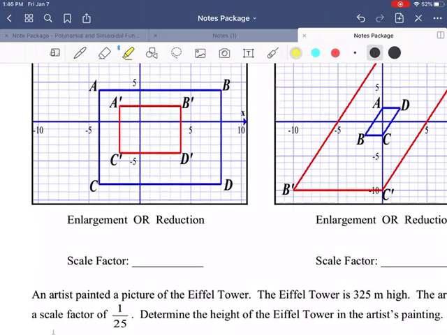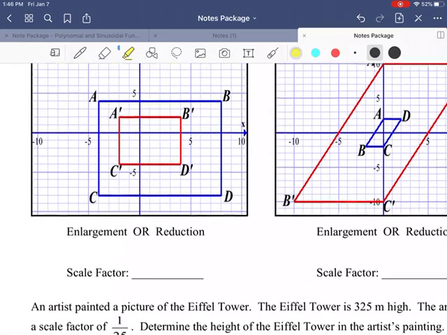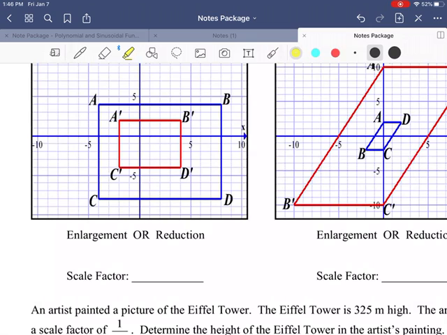So this first one, we need to just decide about two similar sides. So for example, from A to B, and we're also going to compare that from A prime to B prime. Well, from A to B, if you count it up, you're going to get 12. So the distance here is 12, okay? And from A prime to B prime, the same corresponding side, the distance is 6.